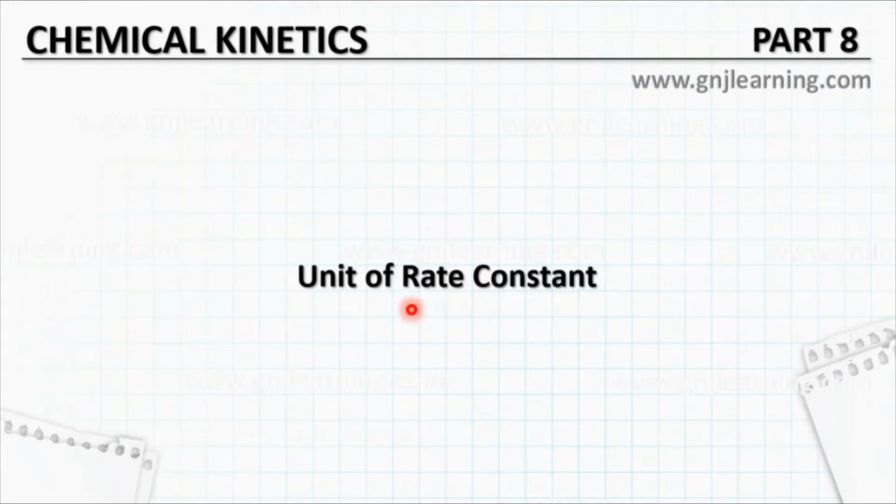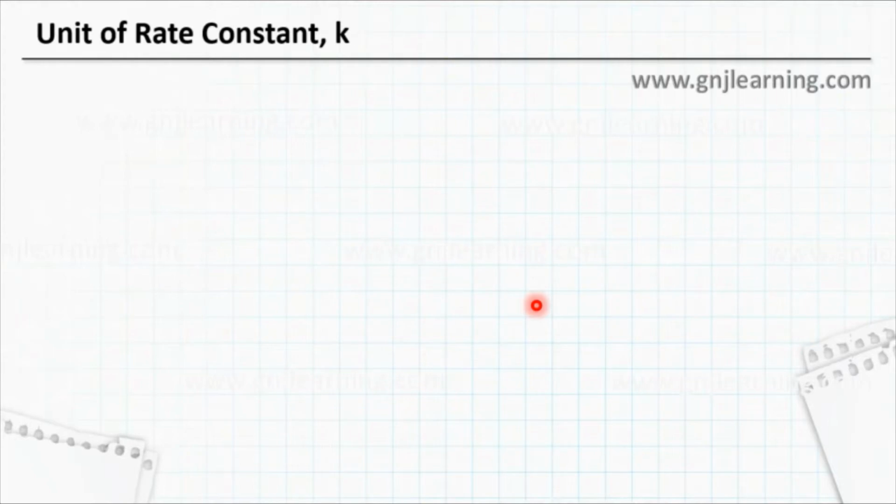In the last part we have seen that, as a part of the rate law, there is a proportionality constant, the rate constant, denoted by the letter K. In this part we are going to see the unit of rate constant K for different orders of reactions.